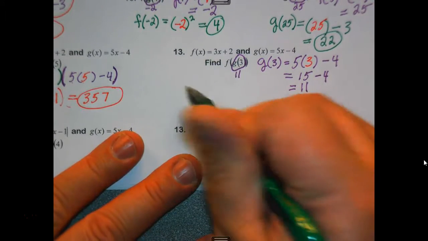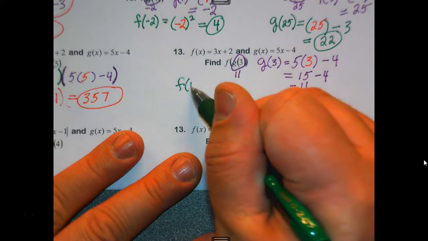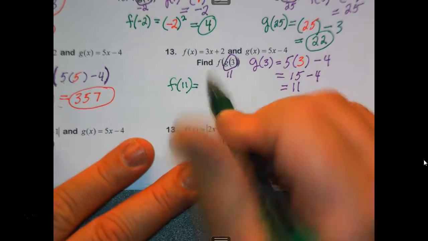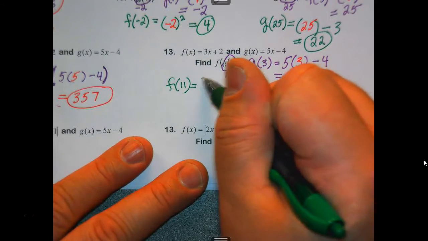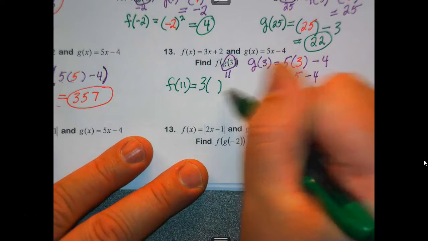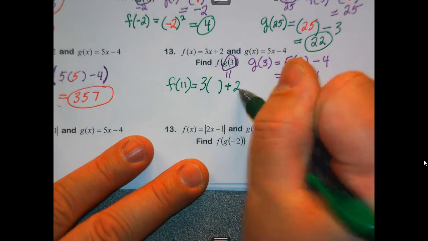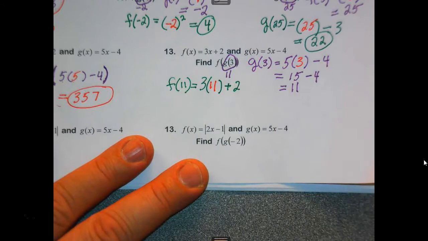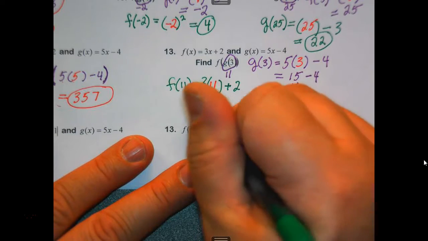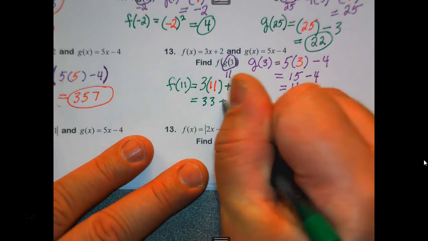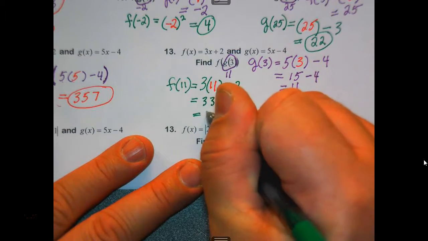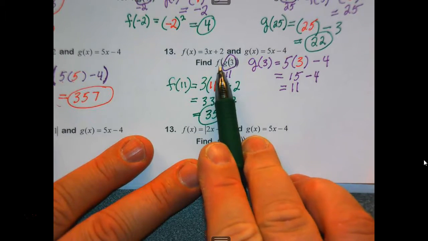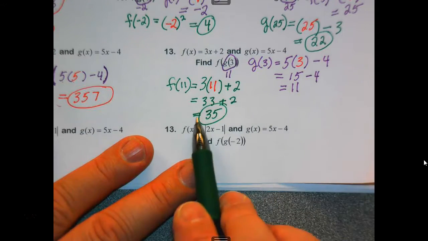Which means I have to find the f of 11. And my f function is 3 times x plus 2. Plug in 11 for x. I get 33 plus 2, which is 35. So the f of g of 3 is 35.